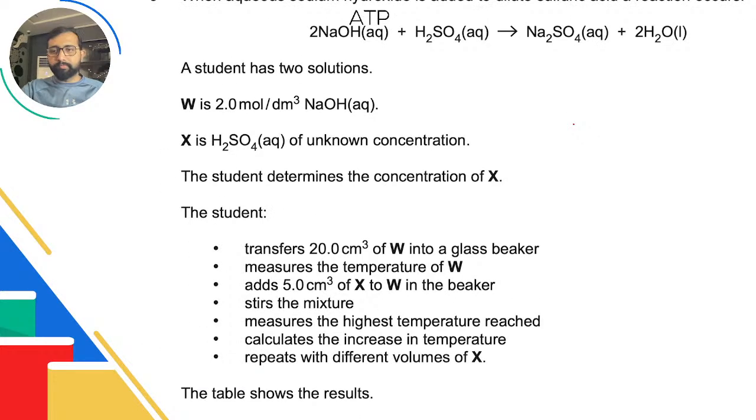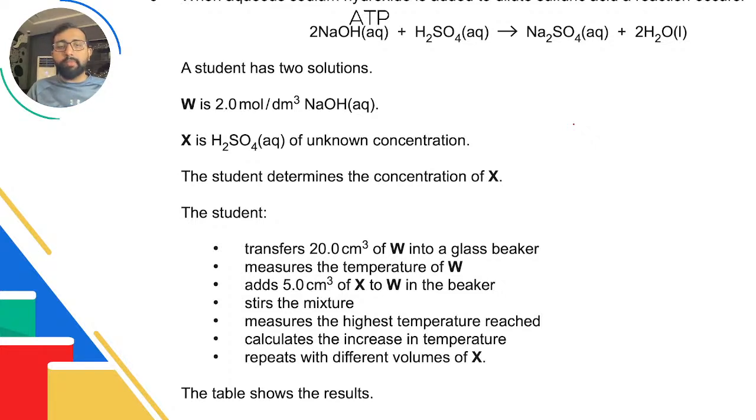Let's go back to the question. When aqueous sodium hydroxide is added to dilute sulfuric acid, a reaction occurs. Okay. The student determines the concentration. Kaise karega? Wo titration karega ya koi aur method karega? Let's see. Transfers 20 cm cube of W. W was the hydroxide into a glass beaker. Theek hai, beaker mein usne add kar diya. Usually we do it in conical flask for titration, but yahan pe ho sakta hai wo titration na kar raha ho. Measures the temperature, starting temperature dekh liya humne.